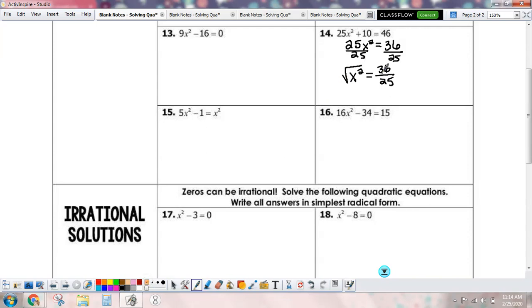Okay, square root, square root. Now remember, when I'm doing the square root of a fraction, I'm doing the square root of the top number and the square root of the bottom number. Okay, so I'm going to have a positive or negative, and the square root of 36 is 6. The square root of 25 is 5. So positive or negative 6 over 5.